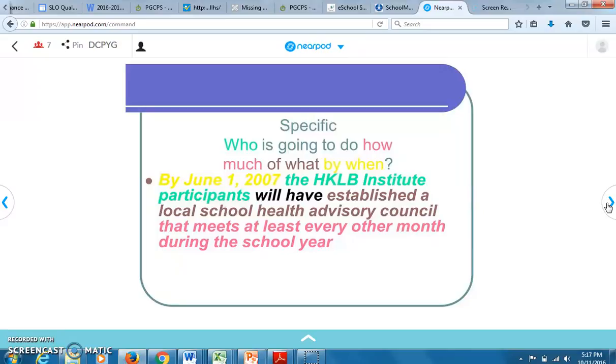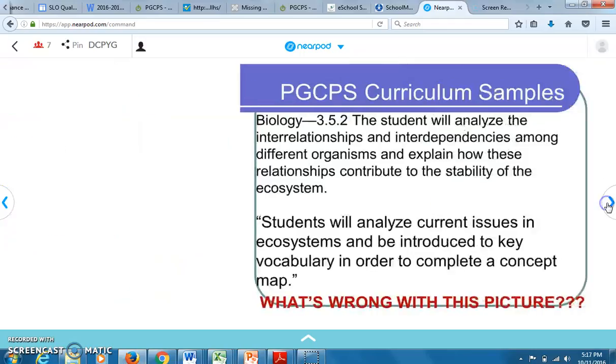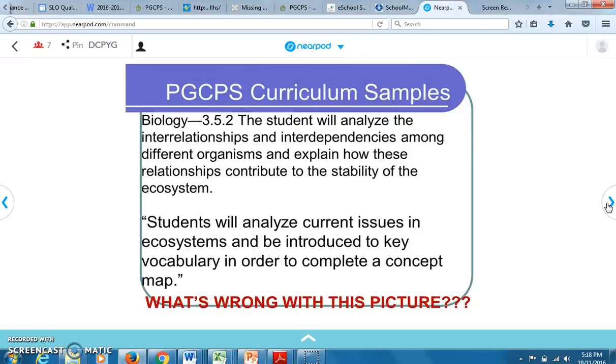The HKLB Institute participants, that is the who. And then it says, we'll have established the local school, and so on and so forth. That's the how much of what. That means at least every other month during the school year. So if you didn't understand anything else today, as far as the presentation, that right there can be the key to success of writing that practical objective. It talks about all the components in between: the who, the what, the how, the when. Here are some curriculum samples, so at your own leisure, come up with examples of different standards. Next.